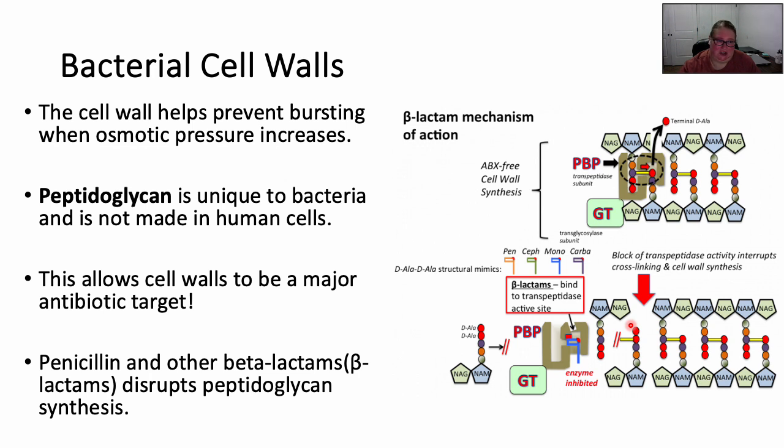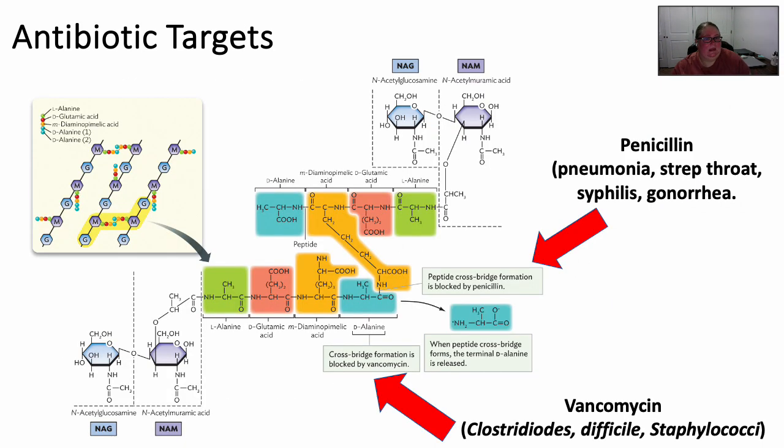to osmotic shock. So different beta lactams are going to have different mechanisms of action, so they're going to affect different things. But penicillin itself is going to bind to this transpeptidase. And then that link is no longer going to be made. So as I said, penicillin is used still to treat things like pneumonia, strep throat, syphilis, and gonorrhea.